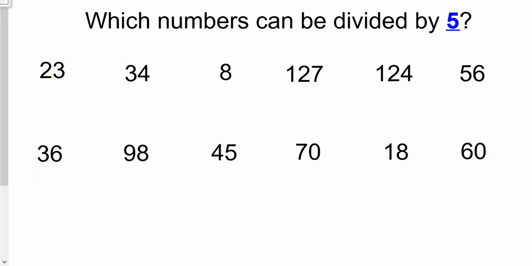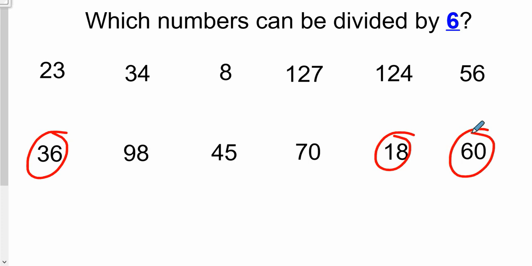Then we did divided by 5. Well, for it to be divisible by 5, it has to end in a 5 or 0. So you have 45, 70, and 60. For 6 to work, the 2's and the 3's had to work. So it has to be even, and when added up, could be divided by 3. So we had 36, 18, and 60. Were the only ones that would be divided by 6.